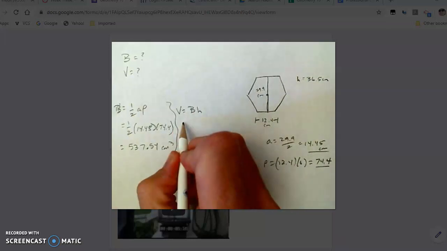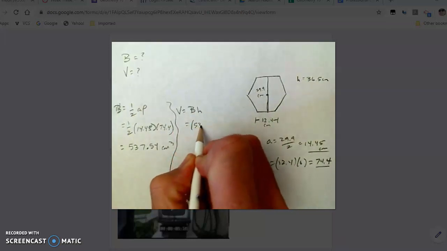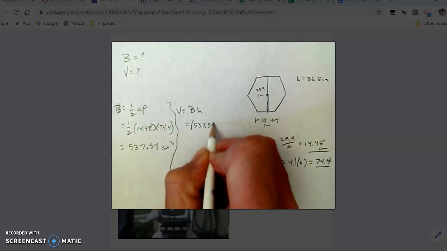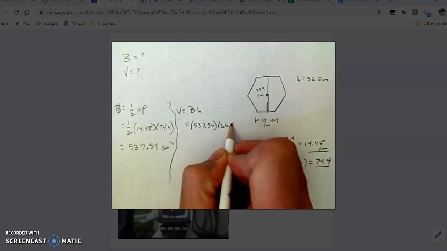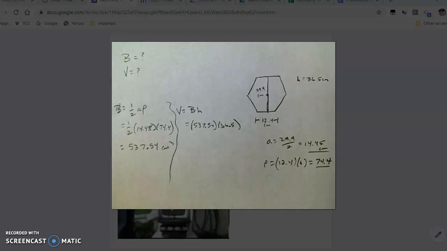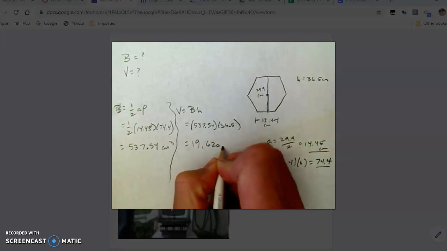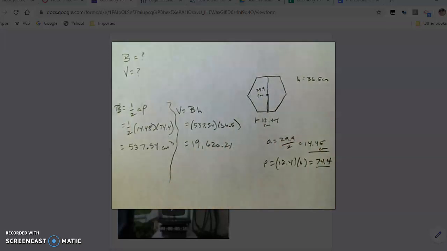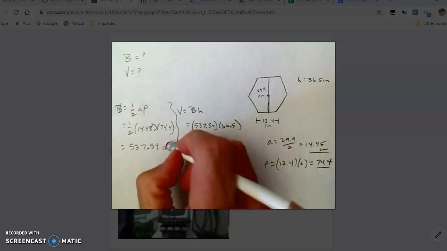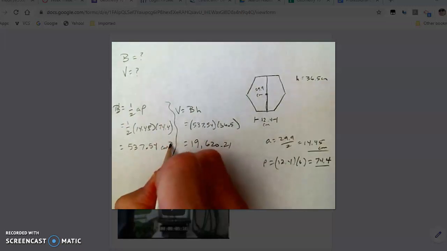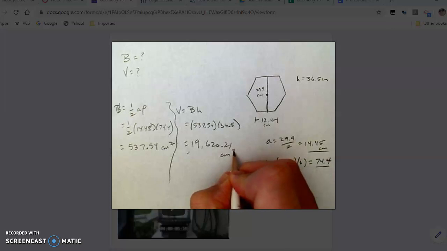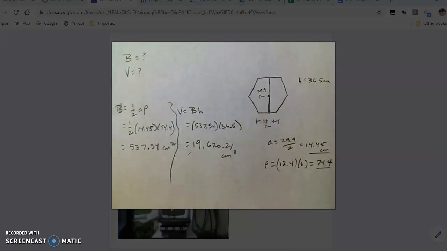All right, how about our volume? So the base, 537.54 times the height, 36.5. So 19,621, this wasn't cubic, that's square. And so that should at least get you started with the problem.